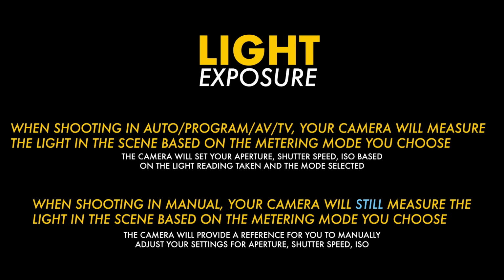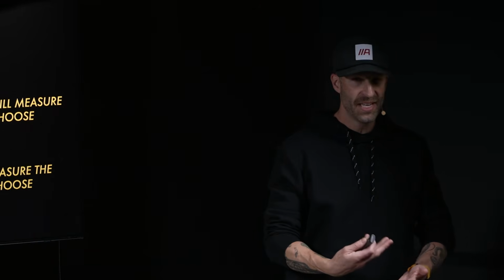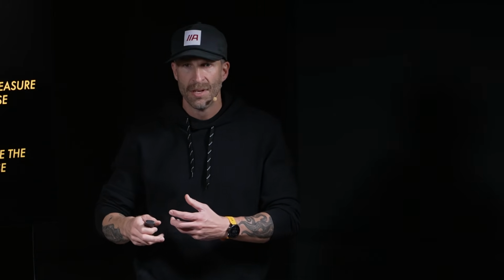So when you're shooting in auto mode, program, TV, AV, shutter priority, all that stuff, your camera's going to measure the light in the scene based on the metering mode from the previous slide that we chose. And because you're in an auto mode, you told your camera, I want you to set the settings. So what is your camera going to do? Your camera's going to set your camera settings based on that metering mode.